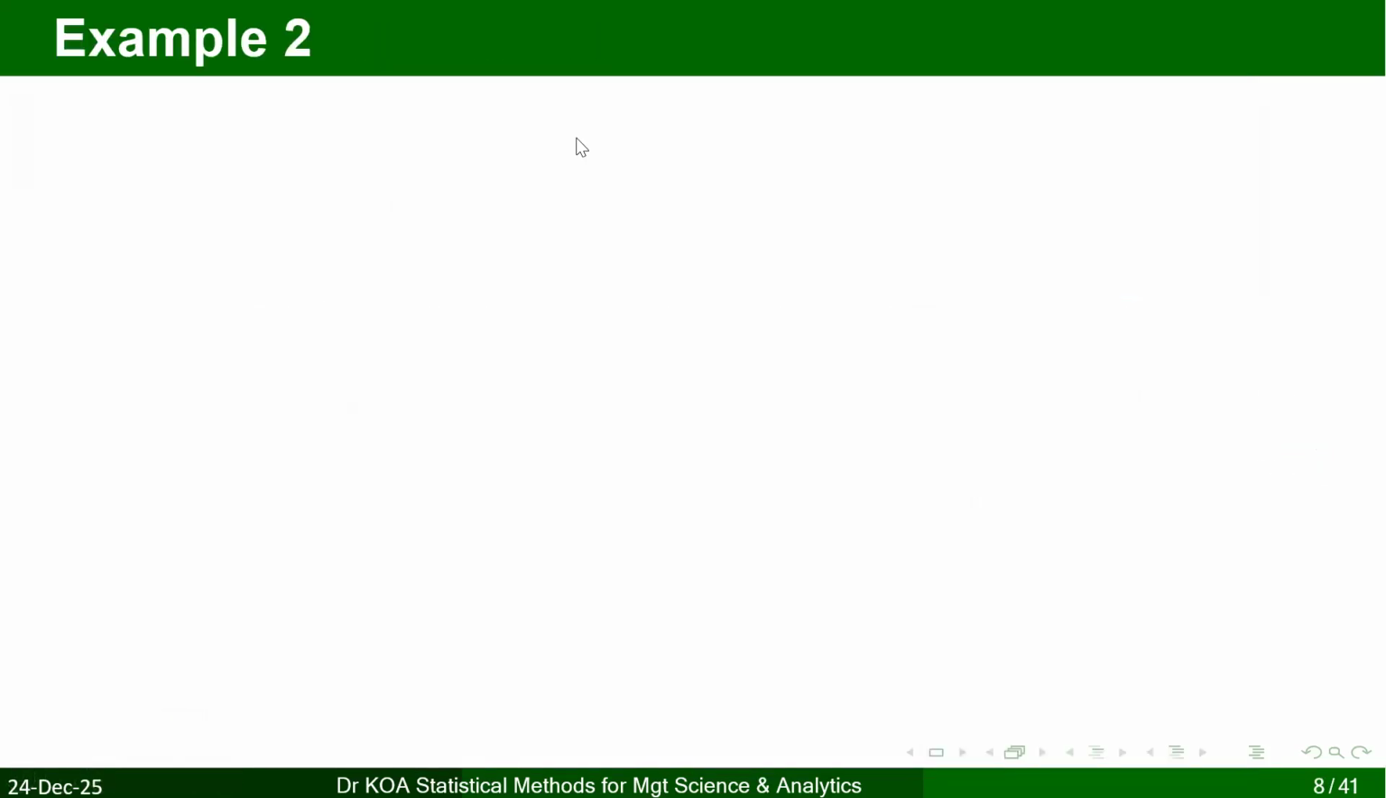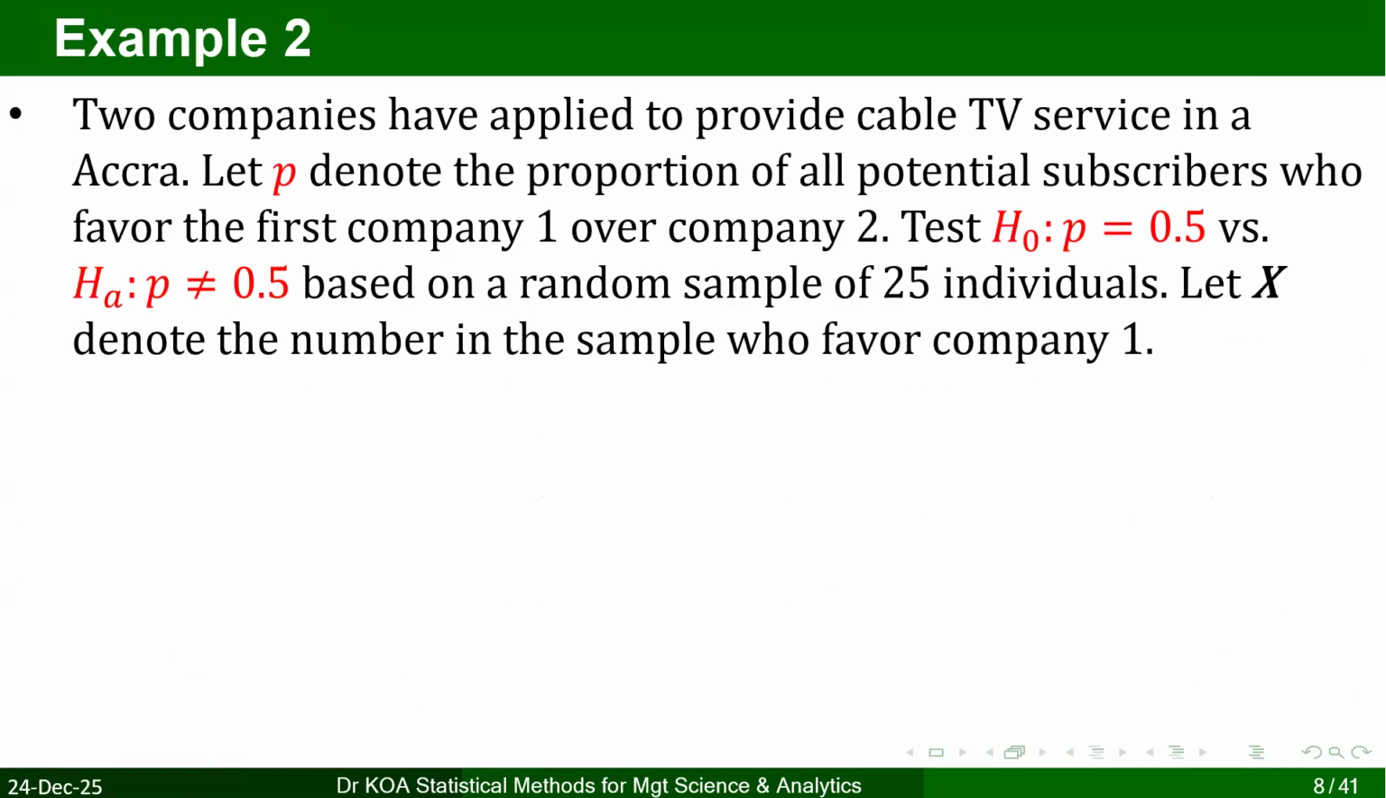So let's take a typical example. It's not your usual type of exam question. The key is to understand the terrain. Two companies have applied to provide cable TV in Accra. They are providing the services. One might be DSTV, one might be GoTV or something. Now, if we let P represent the proportion of all the potential subscribers who favor the first company over the second company, the percentage of the people who like company 1 over company 2 is P.